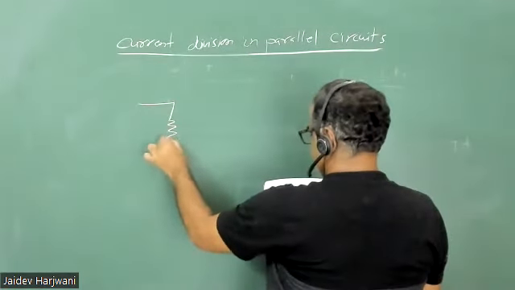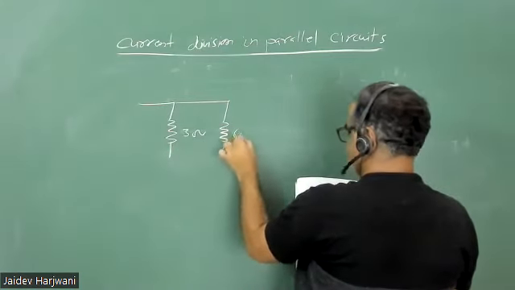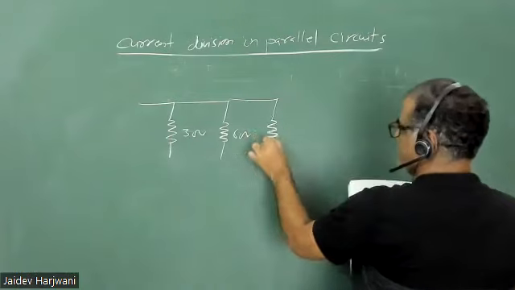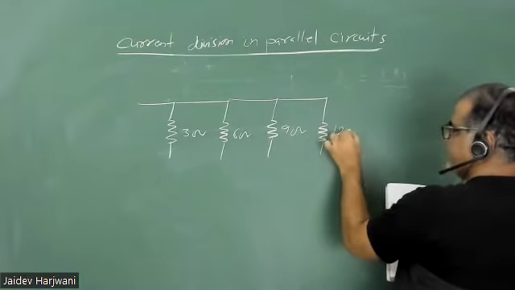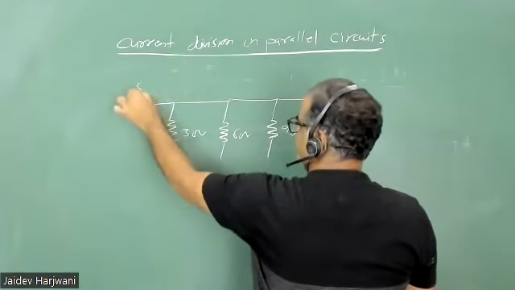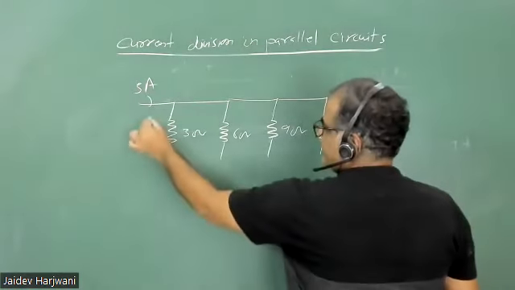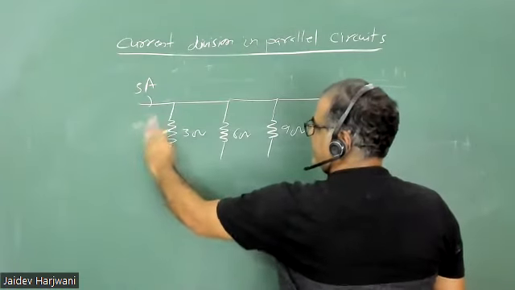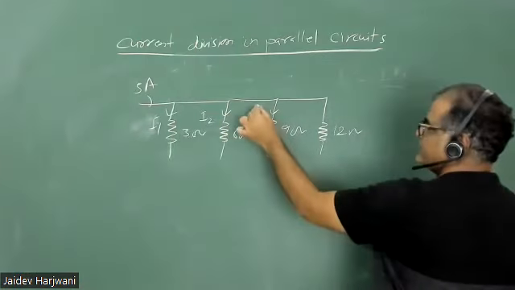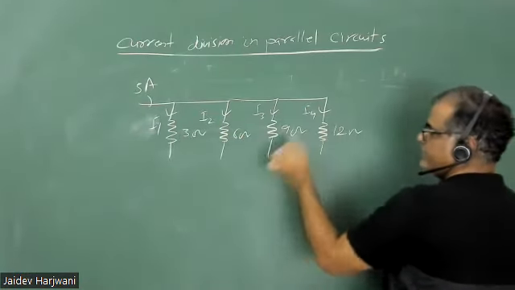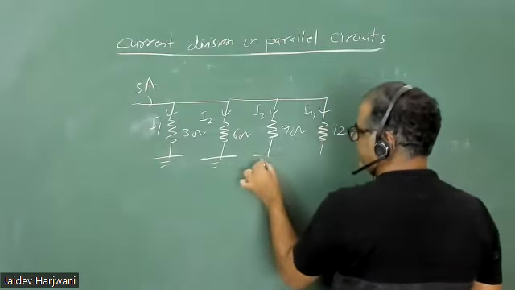So you have now 3 ohm resistance, here you have 6 ohm resistance, here you have 9 ohm resistance, and here you have 12 ohm resistance. And again 5 ampere current is coming here. Now you divide this current. Say current here is I1, in this circuit current is I1, here current is I2, here current is I3, here current is I4. And these all are grounded.